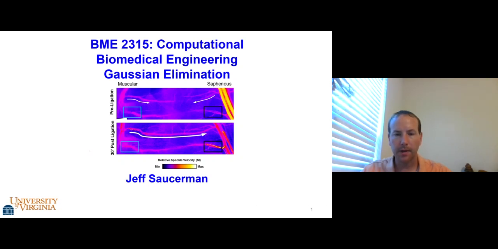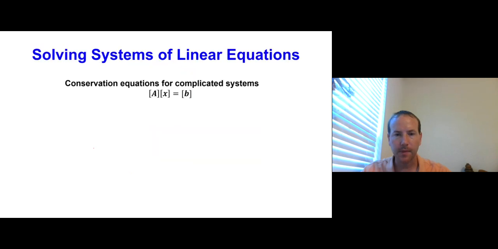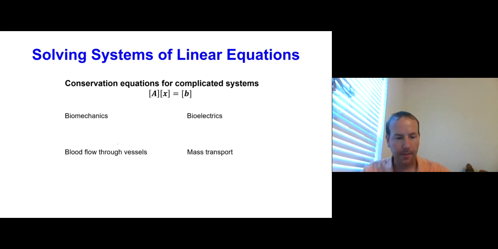In this lecture, we're going to be looking at how to solve systems of equations for their unknowns using Gaussian elimination. As we discussed last time, linear equations are used to model all sorts of different biomedical systems, whether that's in biomechanics, where we have linear systems of the form F equals ma, in bioelectricity, where we've got conservation equations that are cast in the form of V equals IR.